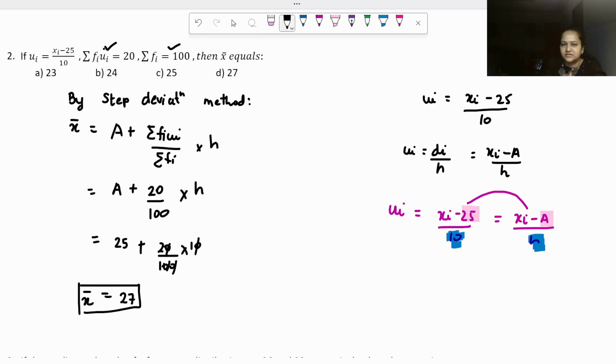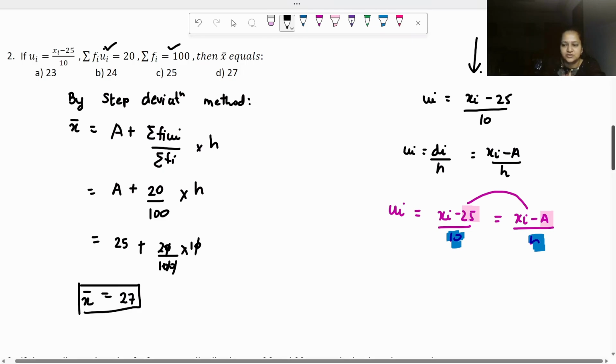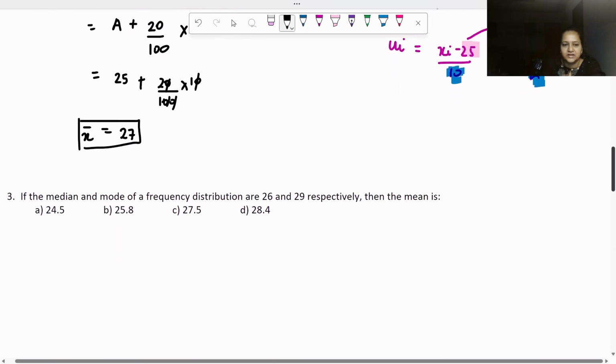The key lies over here. This part is the most important part. That is why first we mark what we have used and then we realize that ui we haven't used. So, when we check the value of ui and compared it with the definition, we got the values of capital A and h, the assumed mean and the class size. I hope everyone has understood this. Let's go on to the next question.